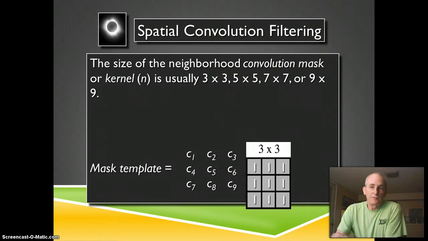So first, spatial convolution filtering, just real quickly. Spatial convolution filtering is an image enhancement technique that is used quite a lot. It's used all over the place, really, but in remote sensing we use it most often as a way of enhancing images, making them more easily interpretable.